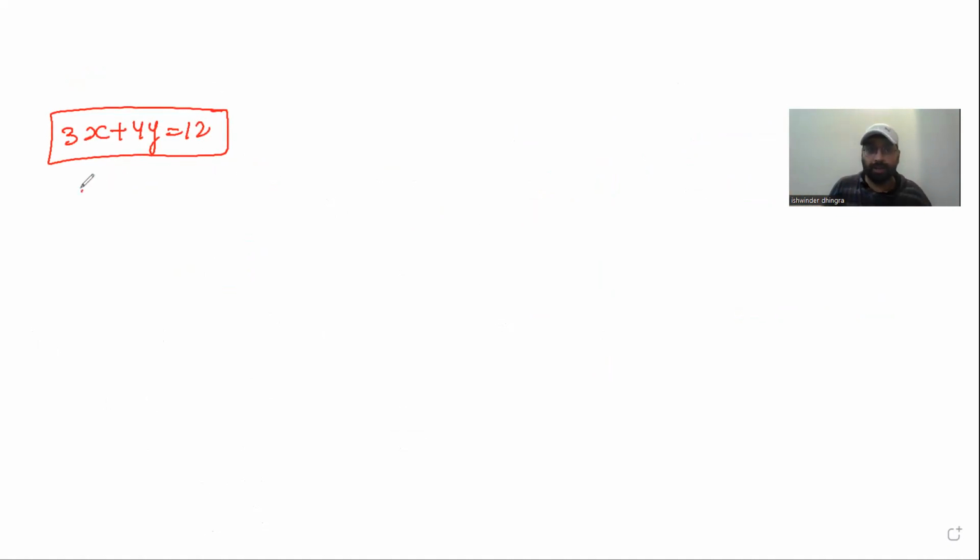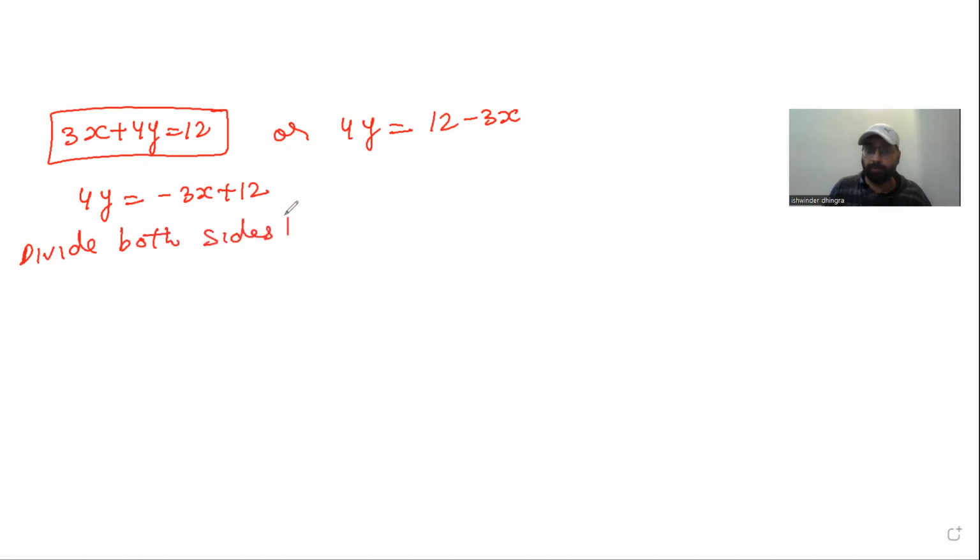Now can I rearrange the equation this way? Let's suppose I'll have minus 3x plus 12, or you can write it like this: 4y is equals to 12 minus 3x. Now can I divide both sides by 4? So this will come out to be 4y upon 4 equals minus 3x plus 12 upon 4. Now this and this will cancel out. I'll get y is equals to what?